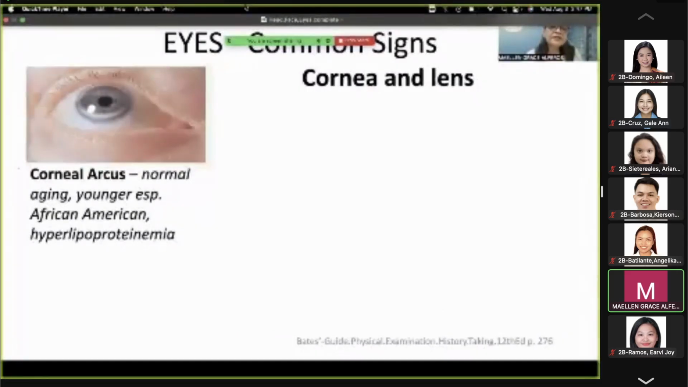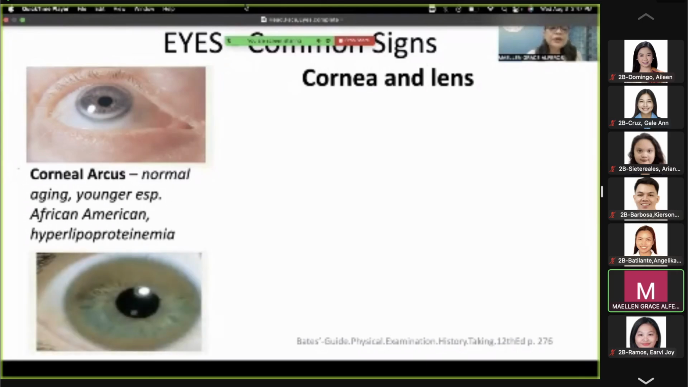Now, for the cornea and the lens, you can see this white circular line around the cornea, and you call this corneal arcus. This is normally seen in aging. However, younger individuals, especially African Americans, and those who have hyperlipoproteinemia can have this whitish corneal arcus. In contrast, you can also have a yellow to greenish discoloration around the cornea, as seen in Kayser-Fleischer ring, which is Wilson's disease, due to accumulation of copper.